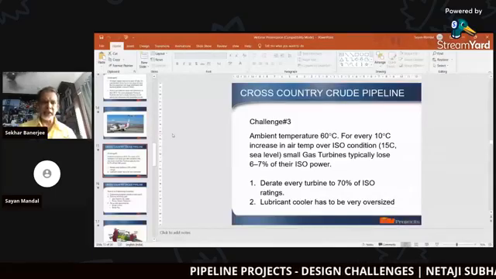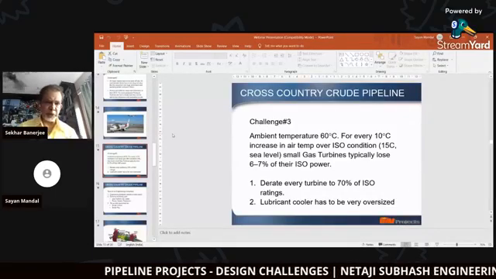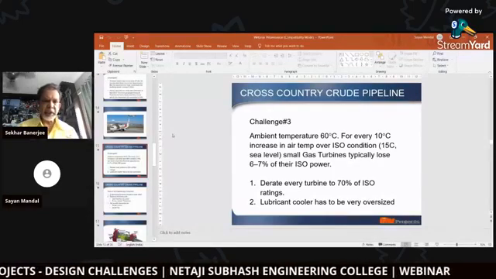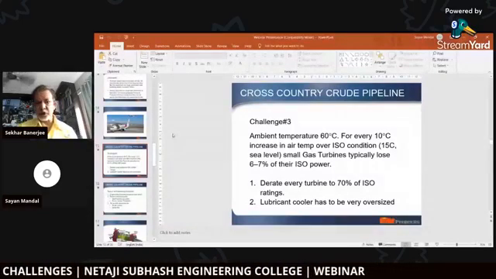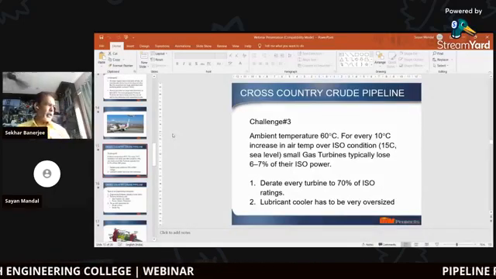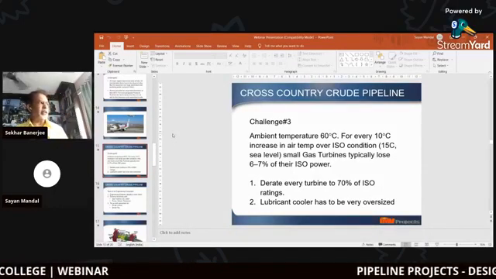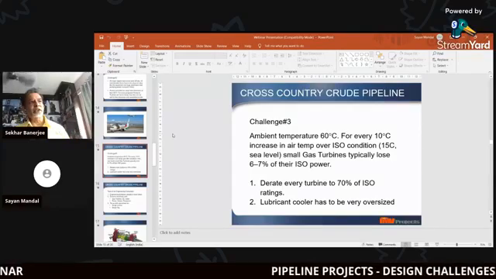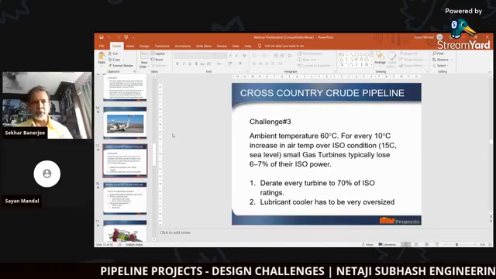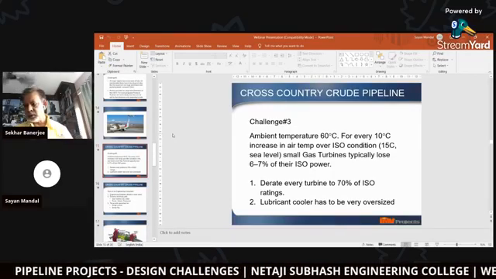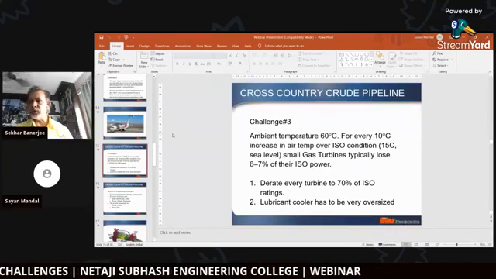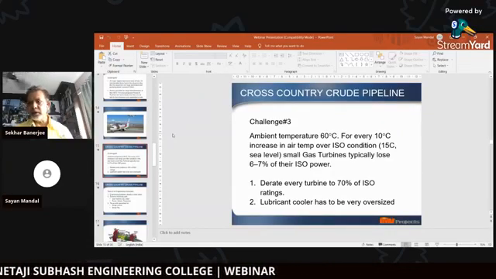And then if another 10 degrees increase, then it will probably be 4.5. So we have to derate every gas turbine to about 70% of the ISO rating. And the gas turbine and the pump combination, the whole scheme needs a very large lube oil cooler. Now, normally we do lube oil cooling by water, but in desert there is no water, right? So everything is air cooled. And lube oil has to be brought down to 90 degrees centigrade, right?